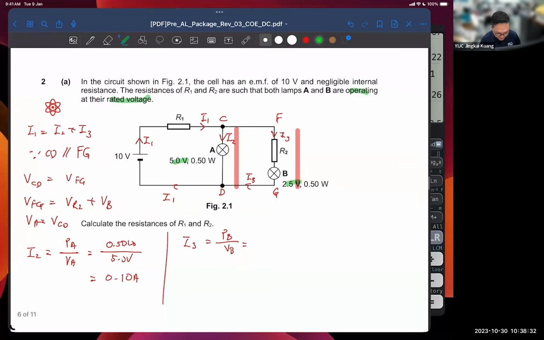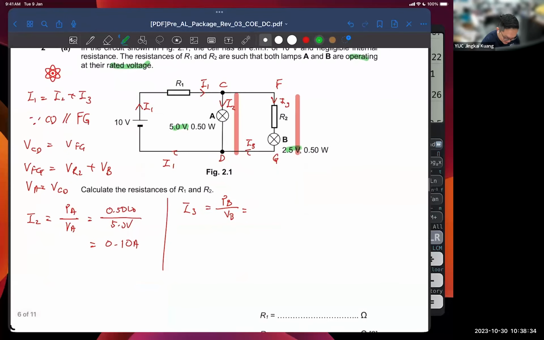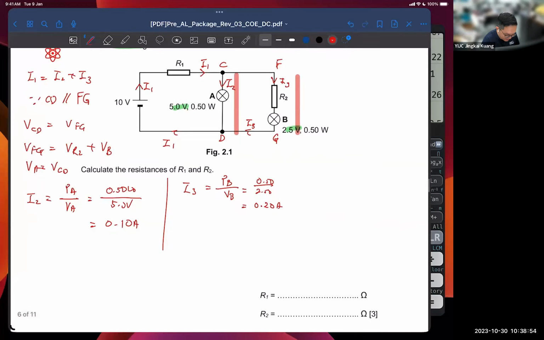Okay, so this one that we substitute in, this will be 0.50 divided by 2.50, so I get 0.2 ampere. Okay, then I can find VR1.